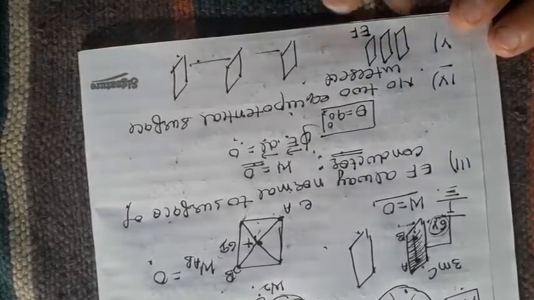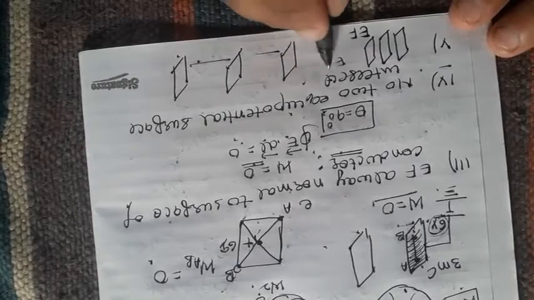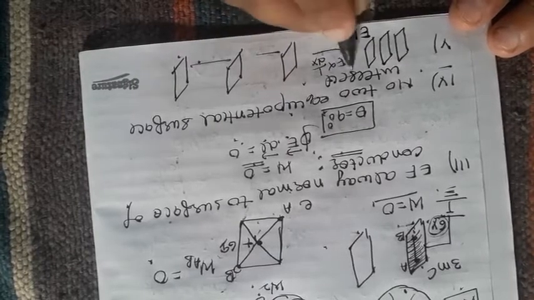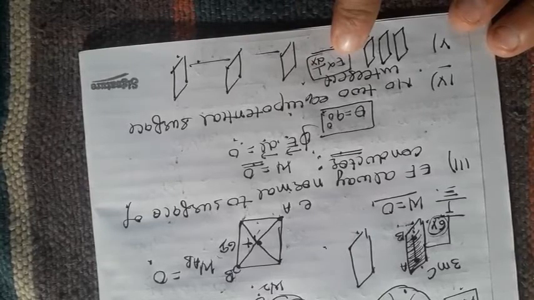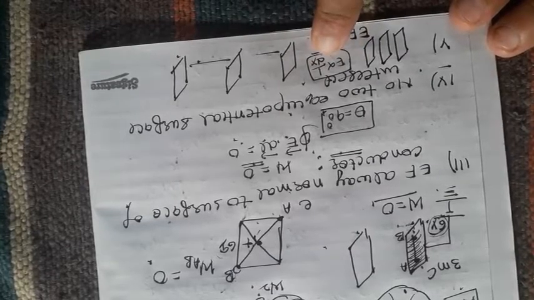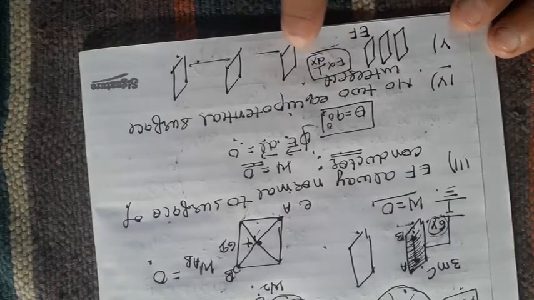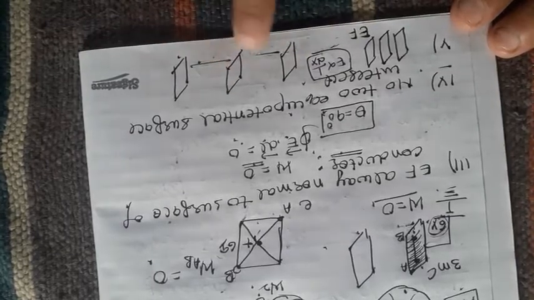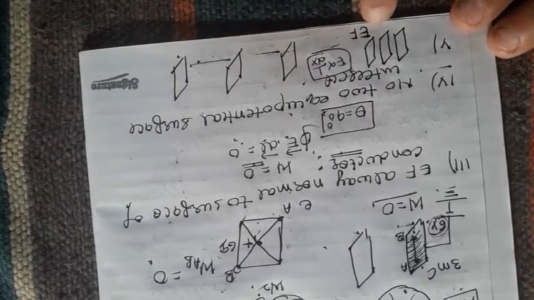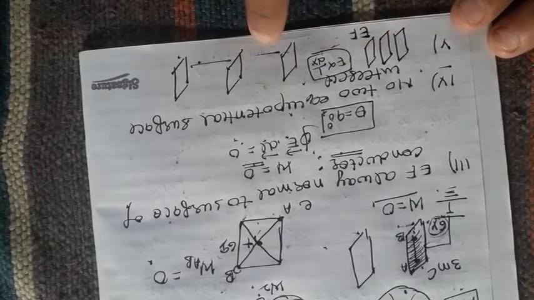Why is it so? We already proved that E is inversely proportional to distance. More is the distance, less will be the electric field. Less is the distance, more will be the electric field. It means this will be decided by the distance. This will decide whether the electric field is strong or weak.